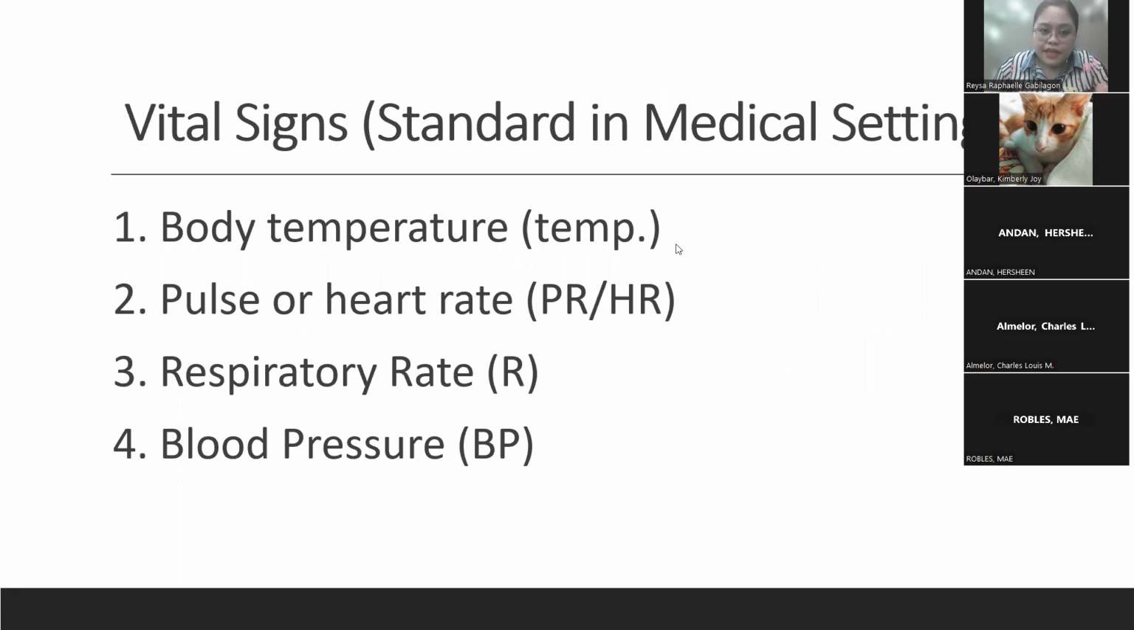So what are the vital signs that we measure in the medical setting? So syempre we have here body temperature, the pulse or the heart rate, PR or HR, the respiratory rate, and the blood pressure. So again, in medical setting, these are the 4 vital signs that we mostly measure just to determine whether the patient's body is properly functioning or not. Okay, so especially in medical cases or emergency cases, that's the first thing that they are going to do, measure the vital signs para alam nila kung okay pa ba yung patient or hindi.